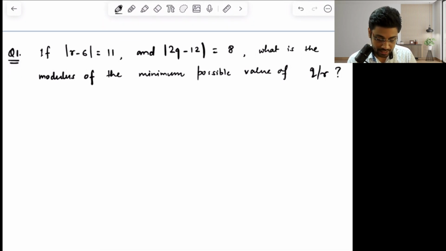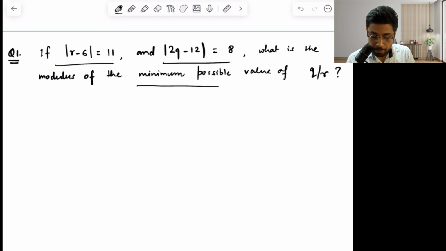The question says, if modulus of r minus 6 is equal to 11, and modulus of 2q minus 12 is equal to 8, what is the modulus of the minimum possible value of q by r? Now, it may seem like, whoa, what's up? It seems like there's a lot going on here, but it's actually not. So let's try to solve this one over here.